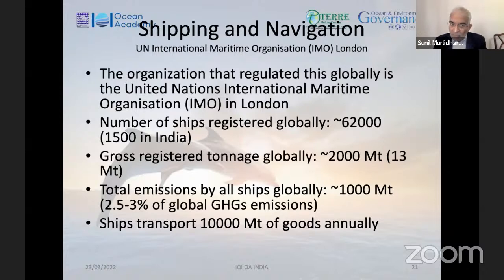The number of ships registered globally is 62,000, but in India, only 1,500. Indian shipping is very poor in terms of the total number of ships, which can be 500 tons onwards. Gross registered tonnage globally is 2 billion tons. India's gross registered tonnage is only 13 million tons, a tiny fraction. So there is a lot more India could do in growing our merchant navy.